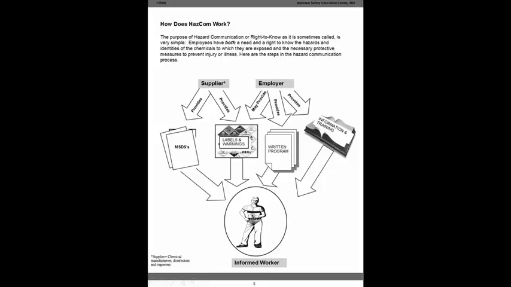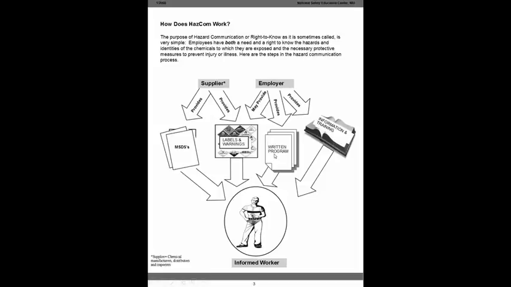Then there are labels and warnings. When the product is shipped in, the supplier puts a label on it. If, as the employer, we use a different bottle, say, to take something out of a 55-gallon drum, we may need to put a label on it and have the warning signs on it.